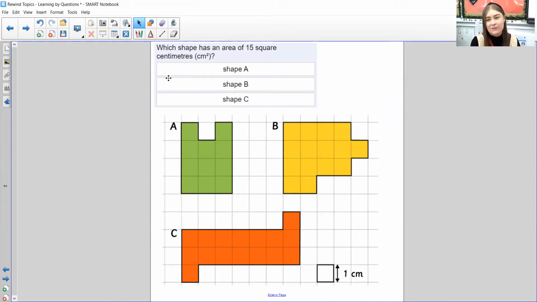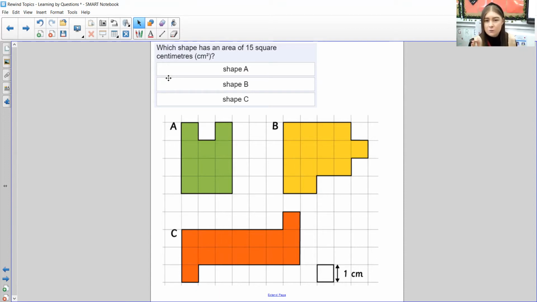Now I think this is our last one for today's lesson. And I put it in there, not because I'm mean, although it might look like it, because you can do this. You need to change how you look at it for a little bit, use what you already know, and also because you might come across it on your questions that are set, or something similar anyway. So which shape has an area of 15 centimeters squared?